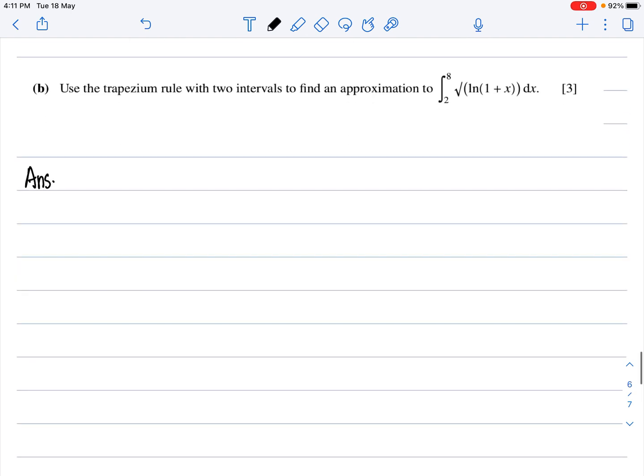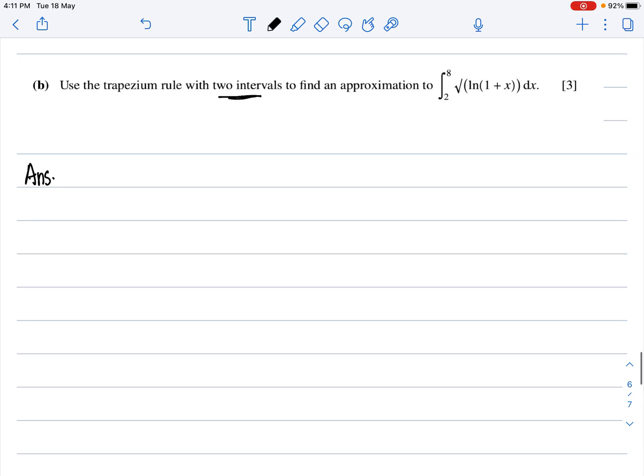Now use the trapezium rule with 2 intervals. This is important to find the approximation. For this you need to know a really important concept, which is called the trapezium rule, or the area of trapezium. The formula of the area of trapezium is basically half into the strip width into twice the middles plus the ends.